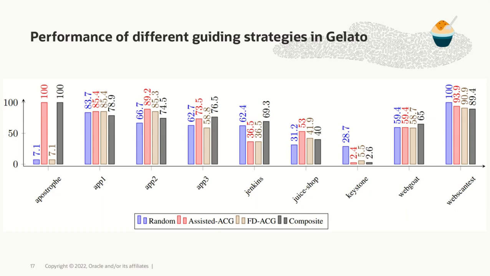Overall, the random strategy does not perform as well as the call graph-based strategies, but these strategies also have very different effects on different applications. The good news, however, is that the feedback-driven approach, which uses hybrid analysis, performs competitively with the assisted ACG, which uses manual models. That is good news, showing that combining static and dynamic analysis can be effective for complex JavaScript applications.